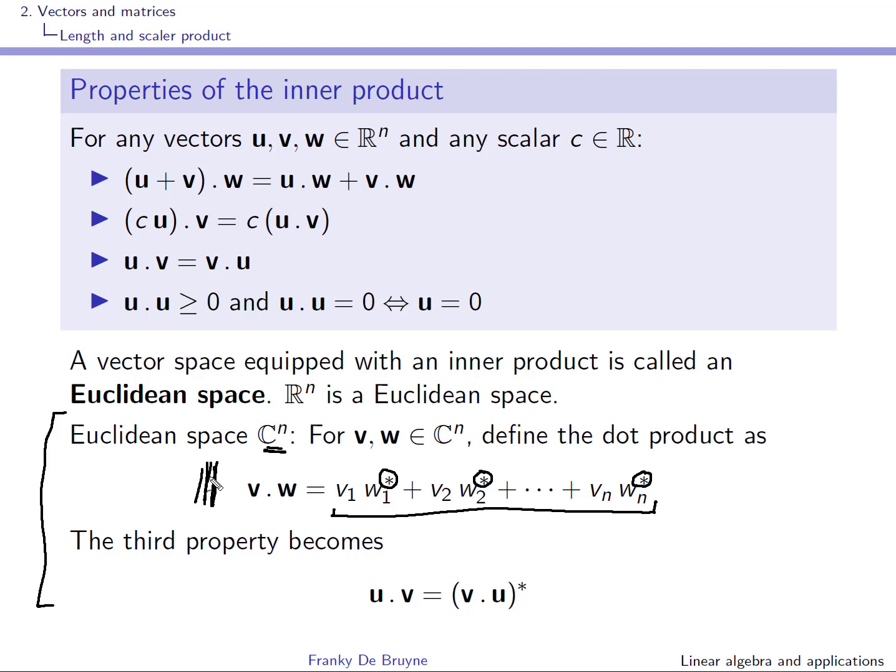And if you look at the properties of this dot product, you have to change the third property over here. If you work with complex vectors, this property becomes this one over here. So you have to take the complex conjugate when you take the commutativity property.